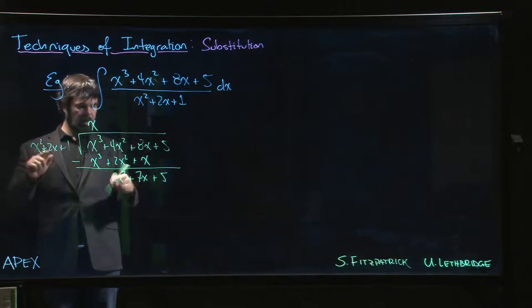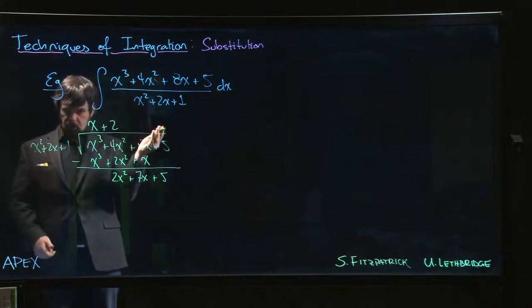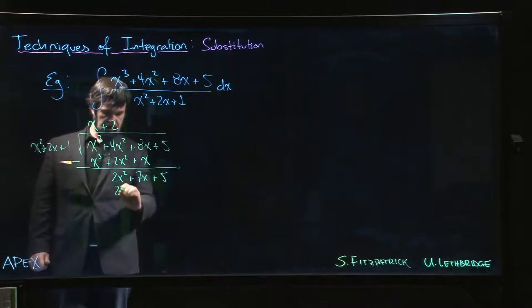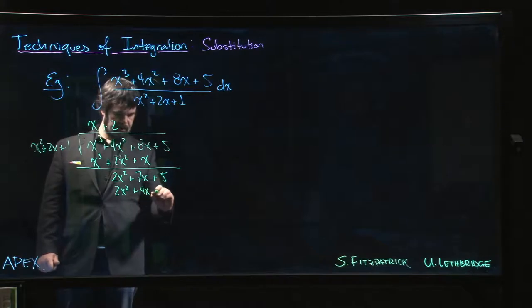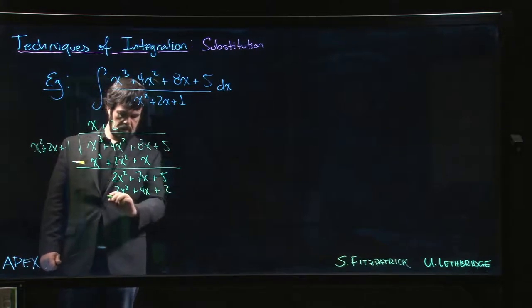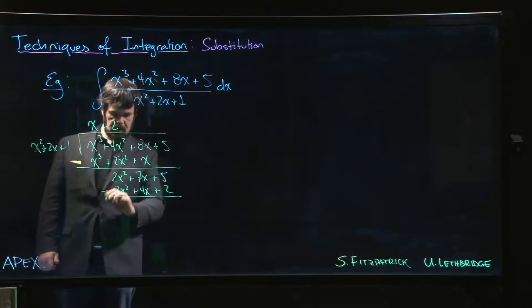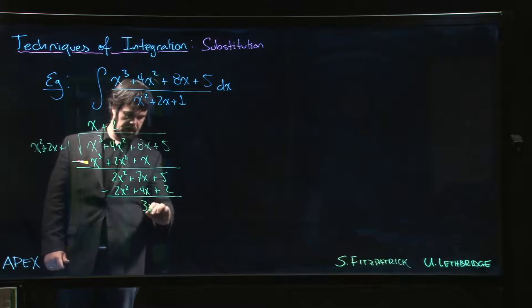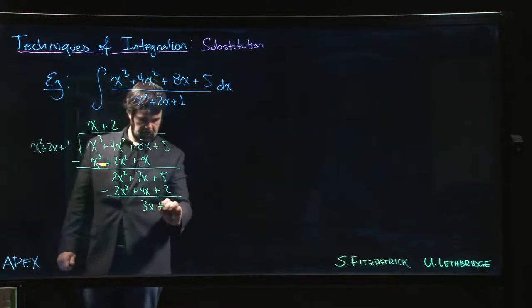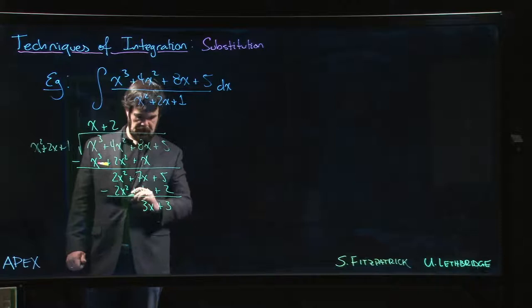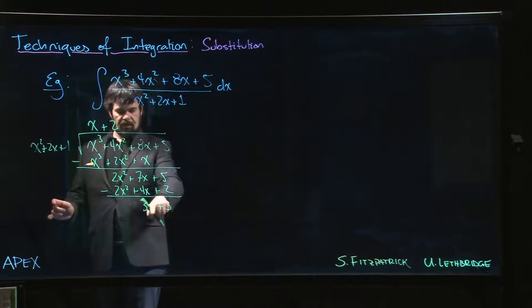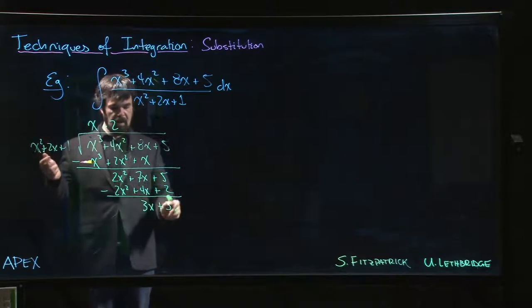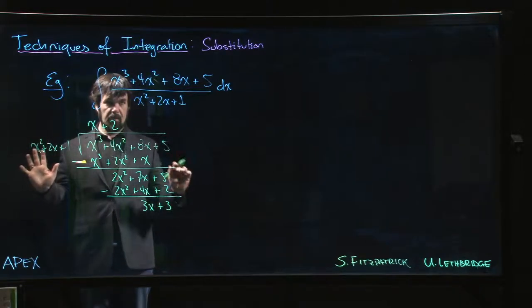x squared times what gives me 2x squared? Well, 2. All right, we multiply. 2x squared plus 4x plus 2. And again, we subtract. We get 3x plus 3. Good, okay? Now, at this point, we get something where the degree is less than the thing we're dividing by. That's our remainder, and we stop.